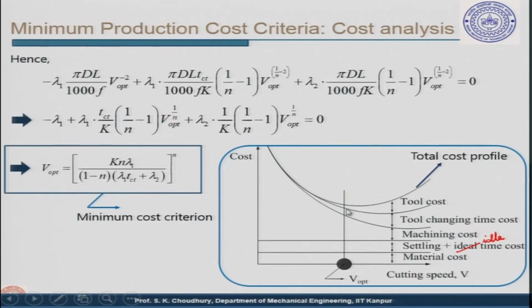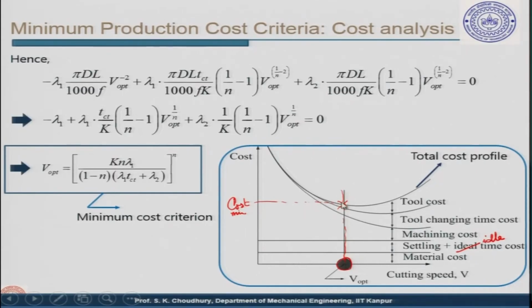Now, in this profile you can see that there is a minima, meaning that at this point the cost will be the minimum, let us say here. This is the minimum cost, and therefore, this will be the optimum velocity, and for that optimum velocity the cost will be minimum. So, this is the idea of this analysis, that we can find out the optimum cost.